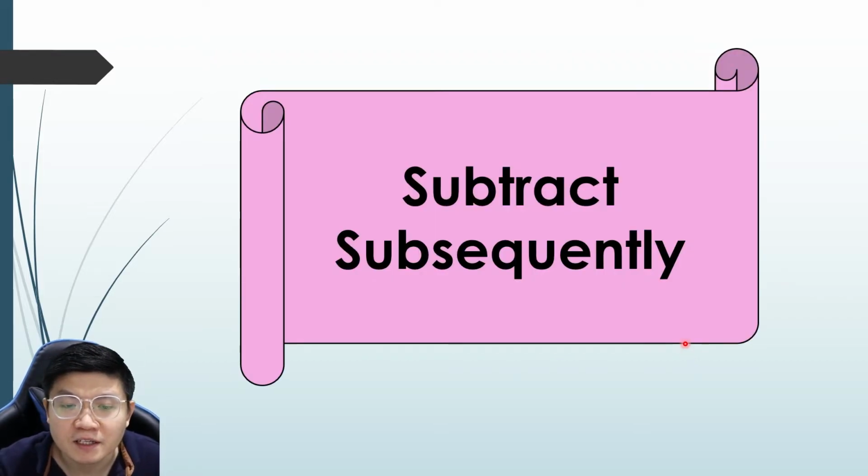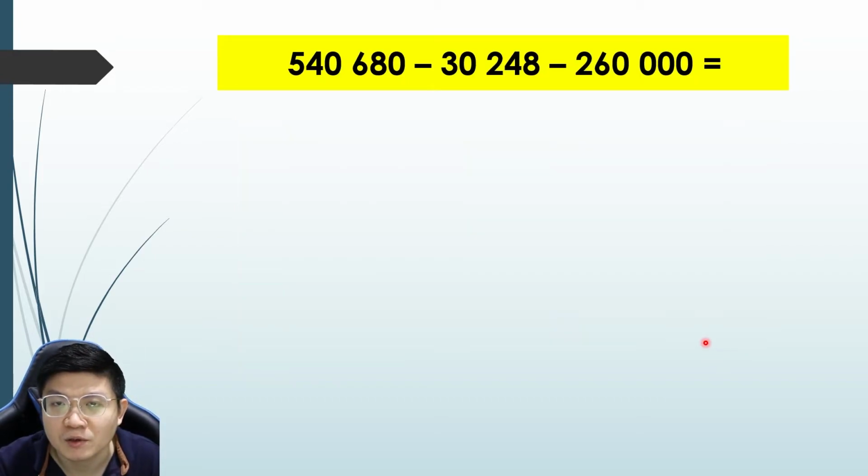Okay, subtract subsequently. Now, what do you mean by subtract subsequently? It means you minus a number from a number and you're going to minus again. If you continuously minus, minus, minus, that is so-called subtract subsequently. So in this case, you are going to subtract these two first.